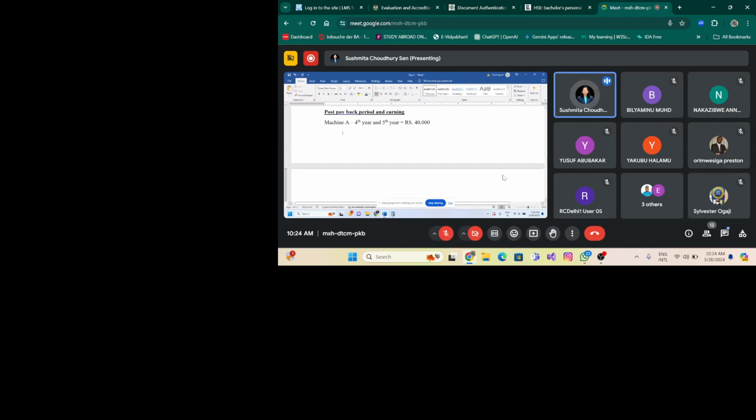Now compare again these two machines' post payback periods. Machine A is going to run another 2 years and generate only 40,000 rupees. But machine B is going to run only 1 year, 6 months, and within 1 year, 6 months, it is going to generate 60,000. Now see the difference. If you use the post payback period method, you will conclude that machine B should be purchased.